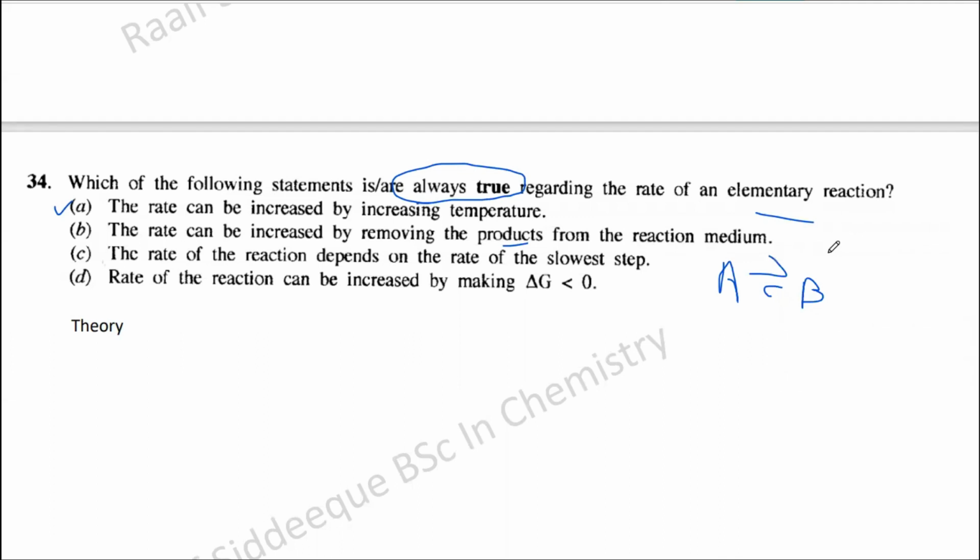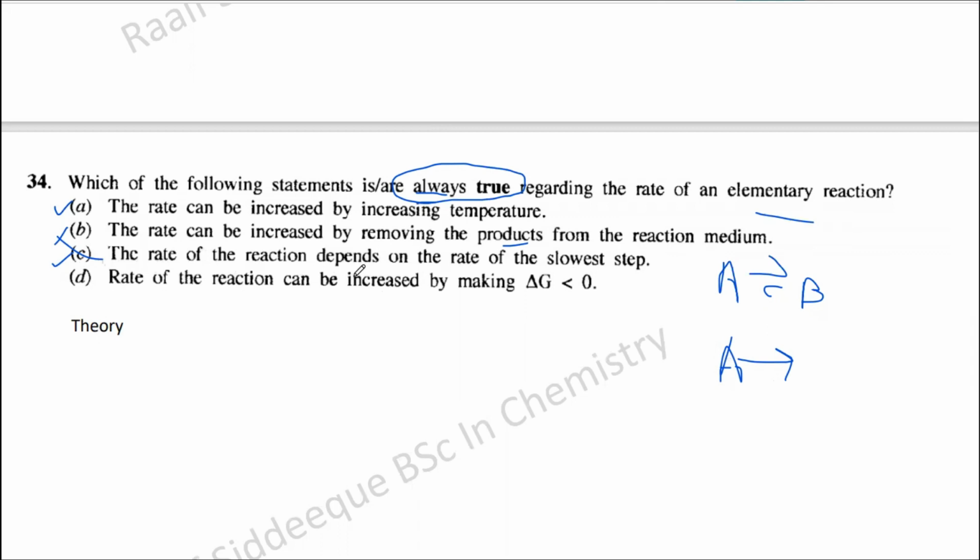But this is not always happening. Always, that is not true. For this type of reaction, it could not be. Okay, so this is not always true. We need to find always. The rate of the reaction depends on the rate of the slowest step. This is always true because it should be the slowest step.